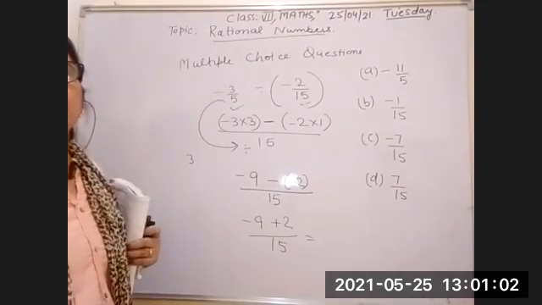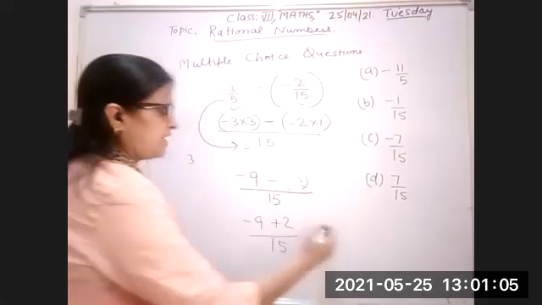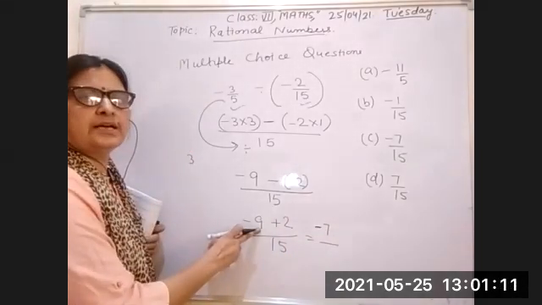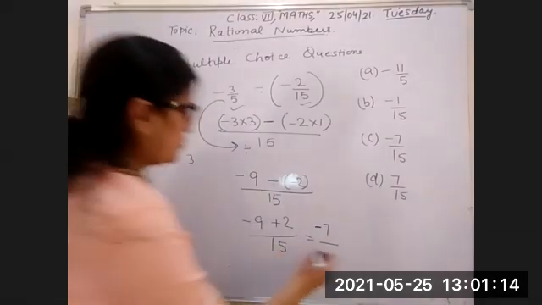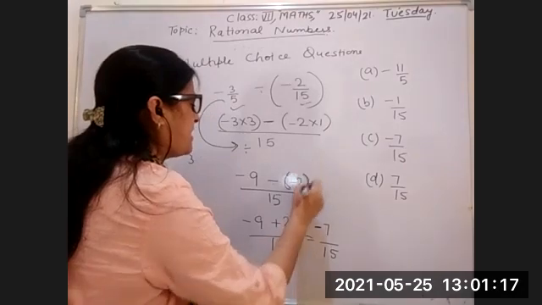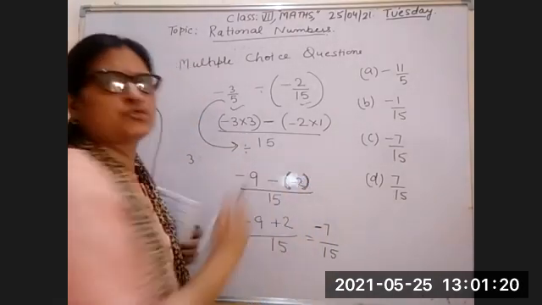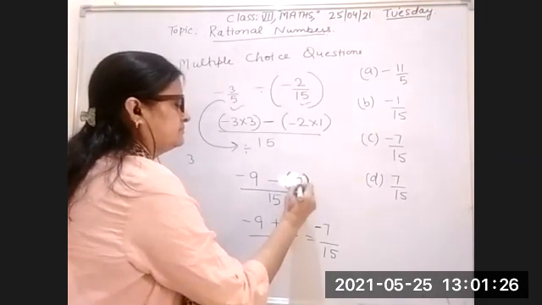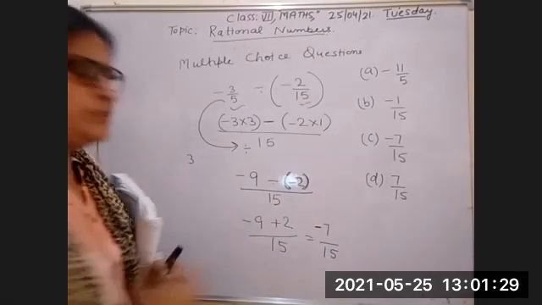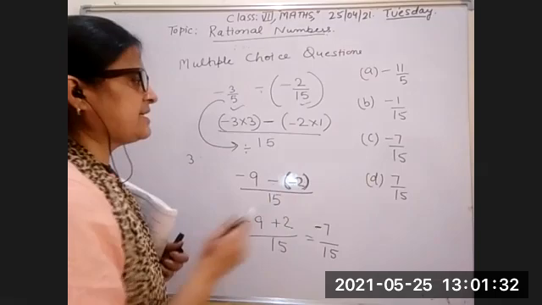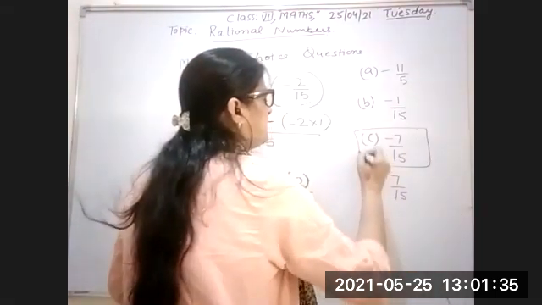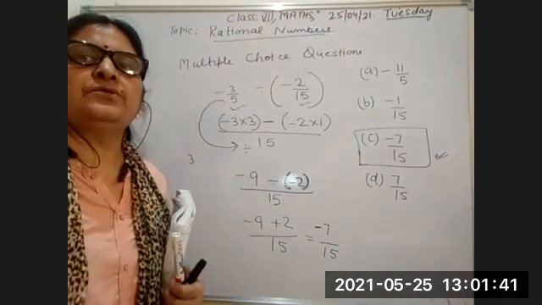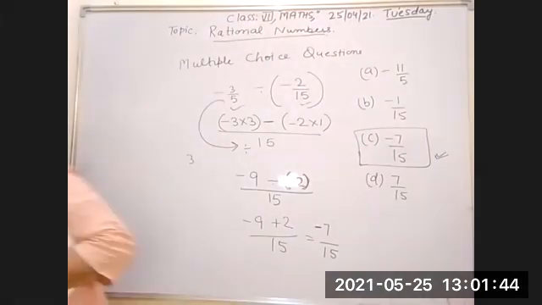Now how will you write the answer here? Subtract 2 from 9, the answer is 7. But put the sign negative here, because with the larger number minus sign is given. So minus 7 upon 15. यहाँ पर आपका in the bracket minus 2 sign is given. Okay, so how will you represent this question? Which is the correct option in this question? Your option C is correct in this question. Okay. Now, if you have any doubt regarding this question, then you can ask.